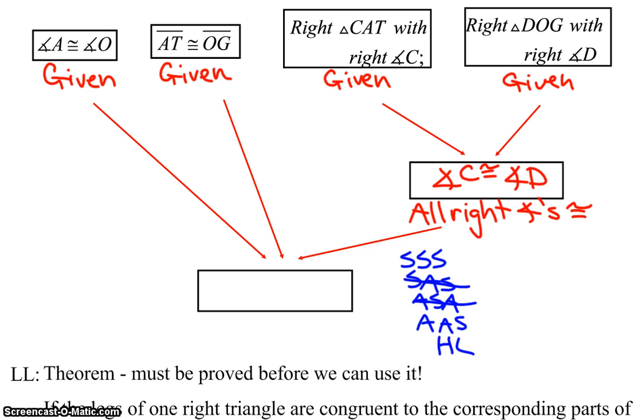We did not have two sides or three sides on either triangle. And HL, we don't have hypotenuse and a leg. So our only reason can be angle, angle, side. And our statement is triangle CAT is congruent to triangle DOG.